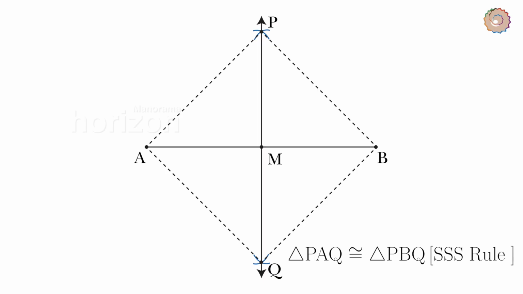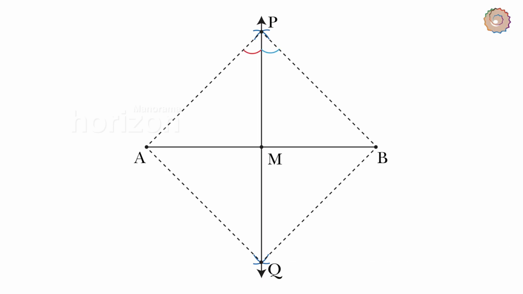Also by CPCT, we can say angle APM is equal to angle BPM. Mark it as equation number 1. Now, in triangle PAM and triangle PBM, AP is equal to BP, reason arcs of equal radii. Now, PM is equal to PM, it's a common side. Angle APM is equal to angle BPM, already from equation 1. So, we can say by SAS rule that triangle PAM is congruent to triangle PBM.